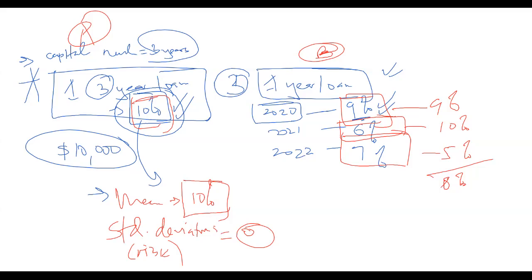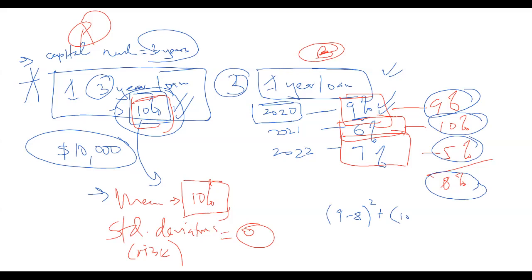As you can see, the actual interest rate here, the 9%, is deviating from the mean of 8%. The same applies here. So there is deviation, so there is risk. There is a risk that there will be a deviation. You can do the calculation in case you want. So 9 minus the mean, squared, plus 10 minus 8 squared, plus 5 minus 8 squared, and we divide by 3 minus 1. So you get a figure.